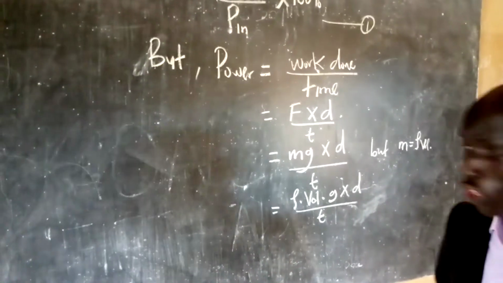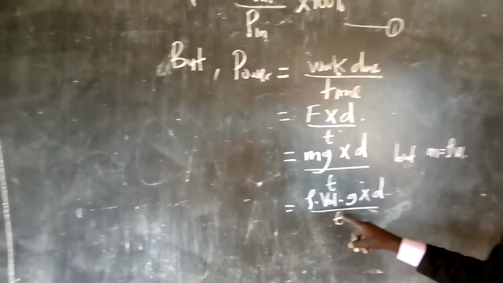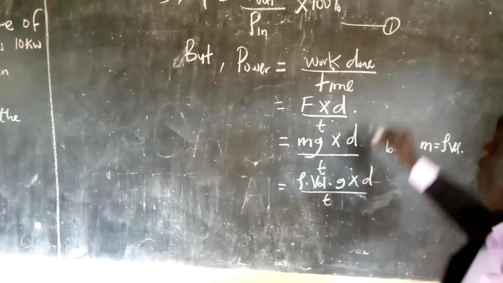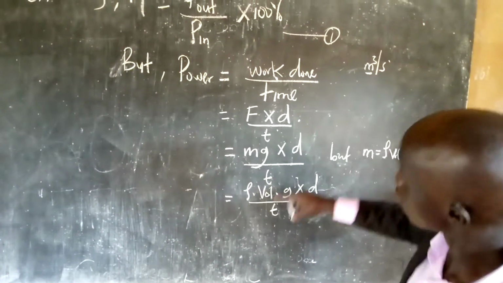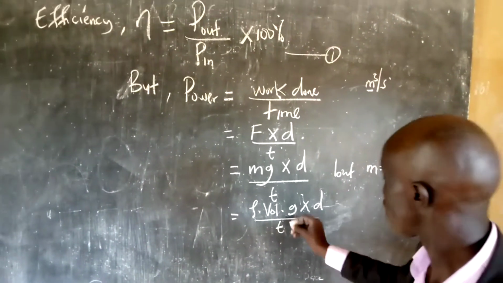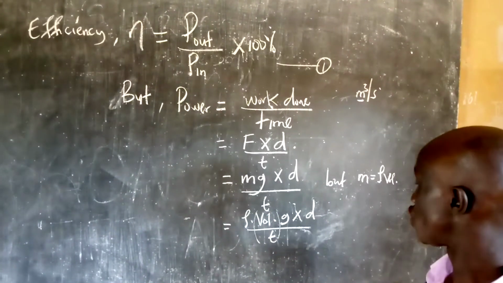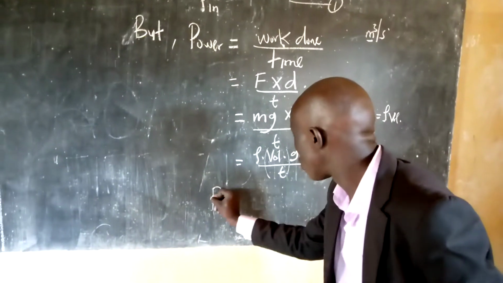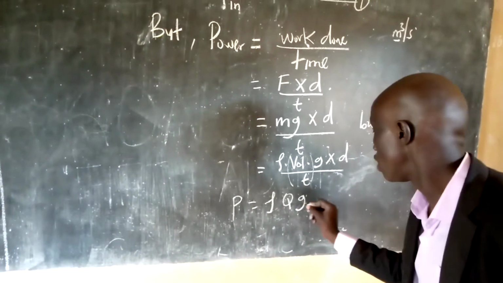But again, you will agree with me that the ratio of volume to time is discharge, because discharge is given by the unit meters cubed per second. So this meters cubed is volume, then this t is time in seconds. So we can now say that this thing here, volume over time, is what? Discharge, which is Q. So we can substitute. So power will be equal to rho Q times g times.